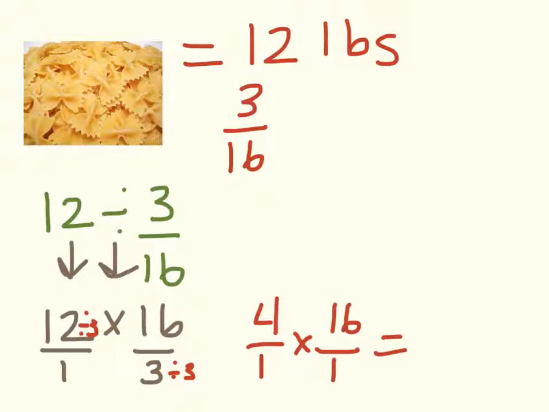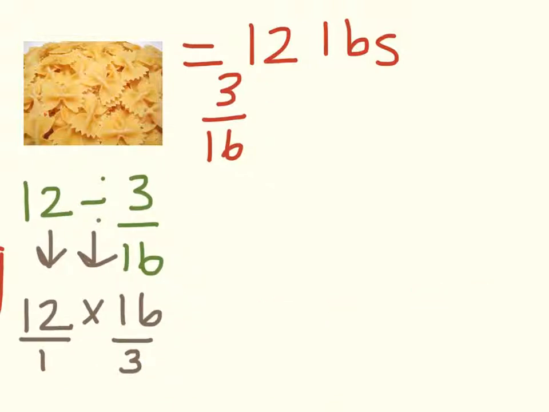This problem has just become quite simple, right? 4 times 16. What's our answer? That's right, it's 64. So our chef is able to get 64 servings out of her 12 pounds of pasta. Voila!